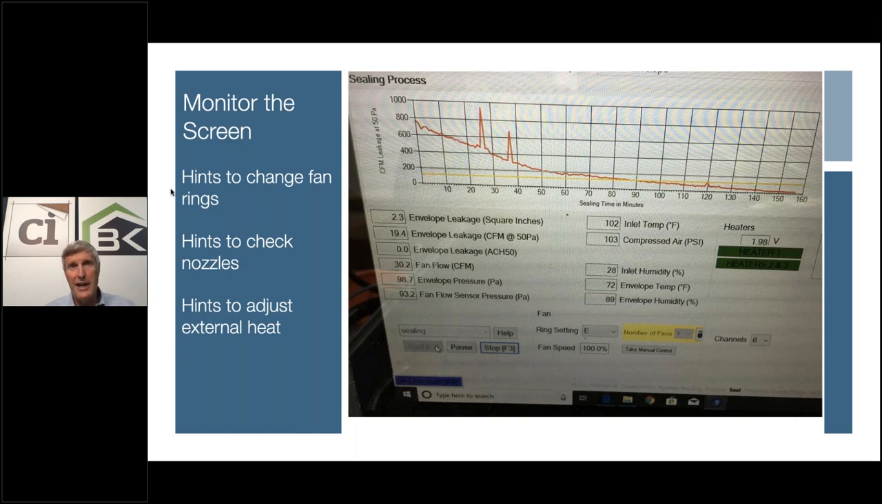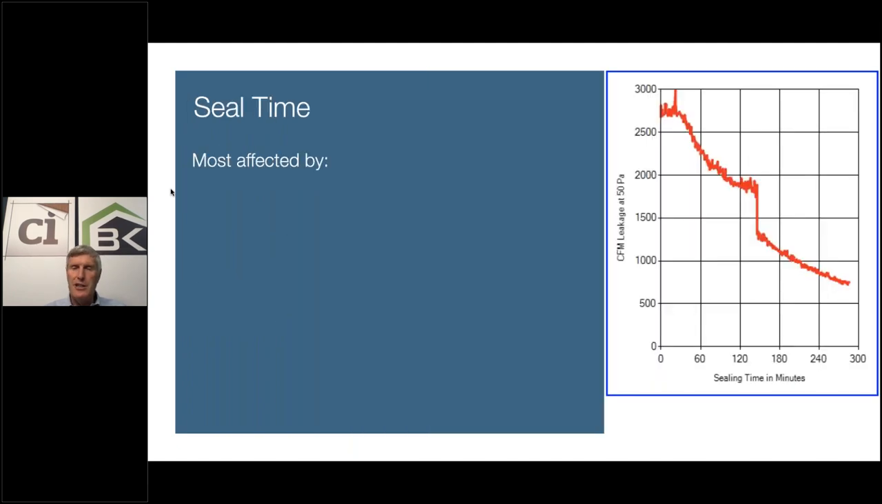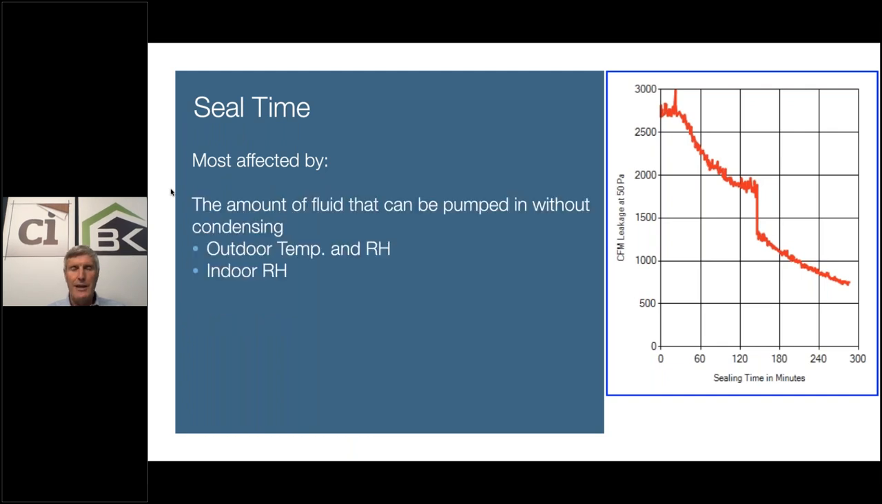We got this house down to, you know, it started off nice and tight because it's a builder who's done this for a long time. So it started under two air changes, but in 2 hours, we were down to 0.06 air changes per hour at 50 pascals. So very powerful. And you do need to understand the seal time for production builders worried about how long it's going to take. It's really about the amount of fluid that can be pumped in without condensing. So it does vary by outside temperature and relative humidity, and also indoor relative humidity, and the house pressure, and the size of holes.